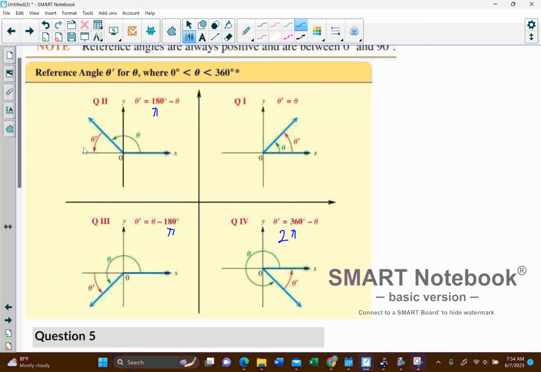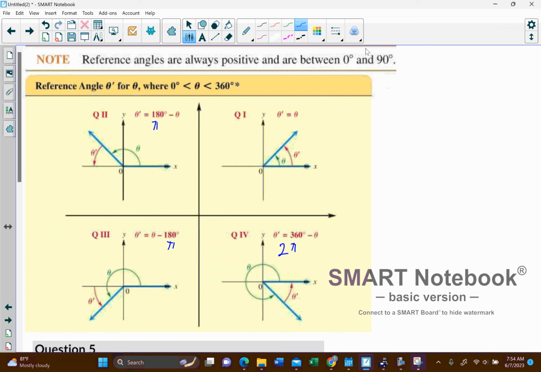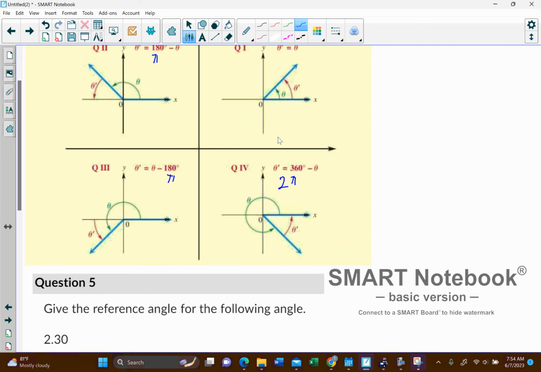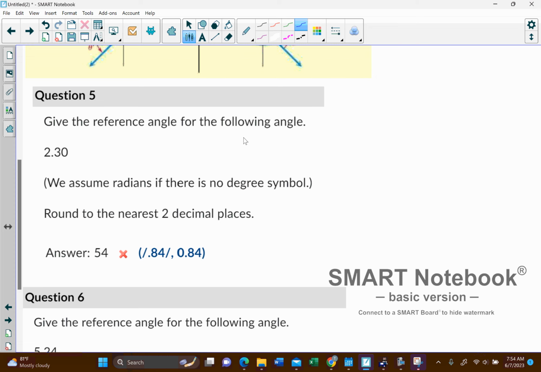Like I said, it's just the angle between the terminal side and the x-axis. And that angle that you're going to get is always going to be between 0 and 90 degrees, or in terms of radians, between 0 and pi over 2. And like I said, you'll see how that can be useful later on in finding those ratios for sine, cosine, and tangent. So let's go ahead and look at the ones from the quiz.